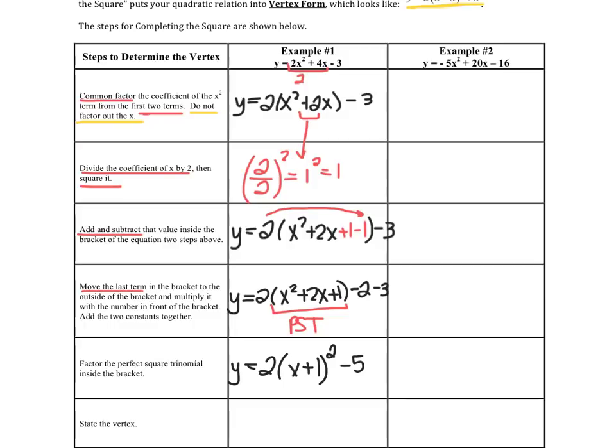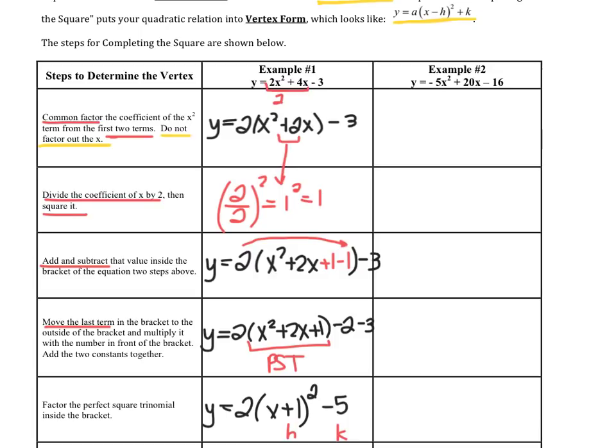And what is my vertex? Well, here's h, here's k. I can't forget opposite sign inside the bracket. So negative 1, negative 5. And there it is. It seems like a lot of steps, but once you do a lot of practice, you get in the habit and you get a lot quicker at it. So let's try example 2 together.